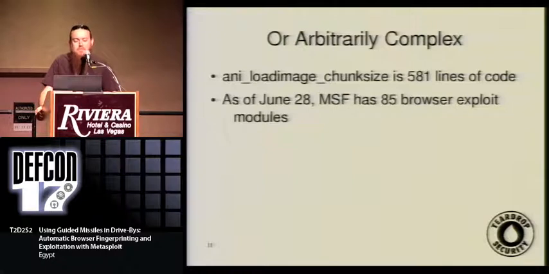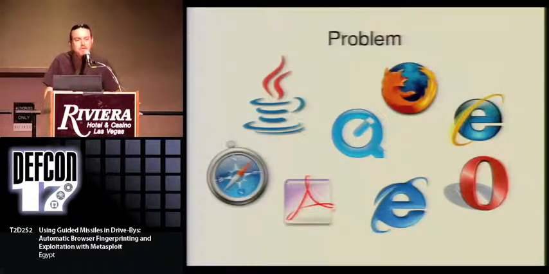And as of June 28th, Metasploit has 85 browser exploit modules. That's changed in the last couple of weeks. There's been a few 0-days in Internet Explorer and Firefox, and we have support for all of those. So we've got 85 exploits, or something like 87, 88 now.